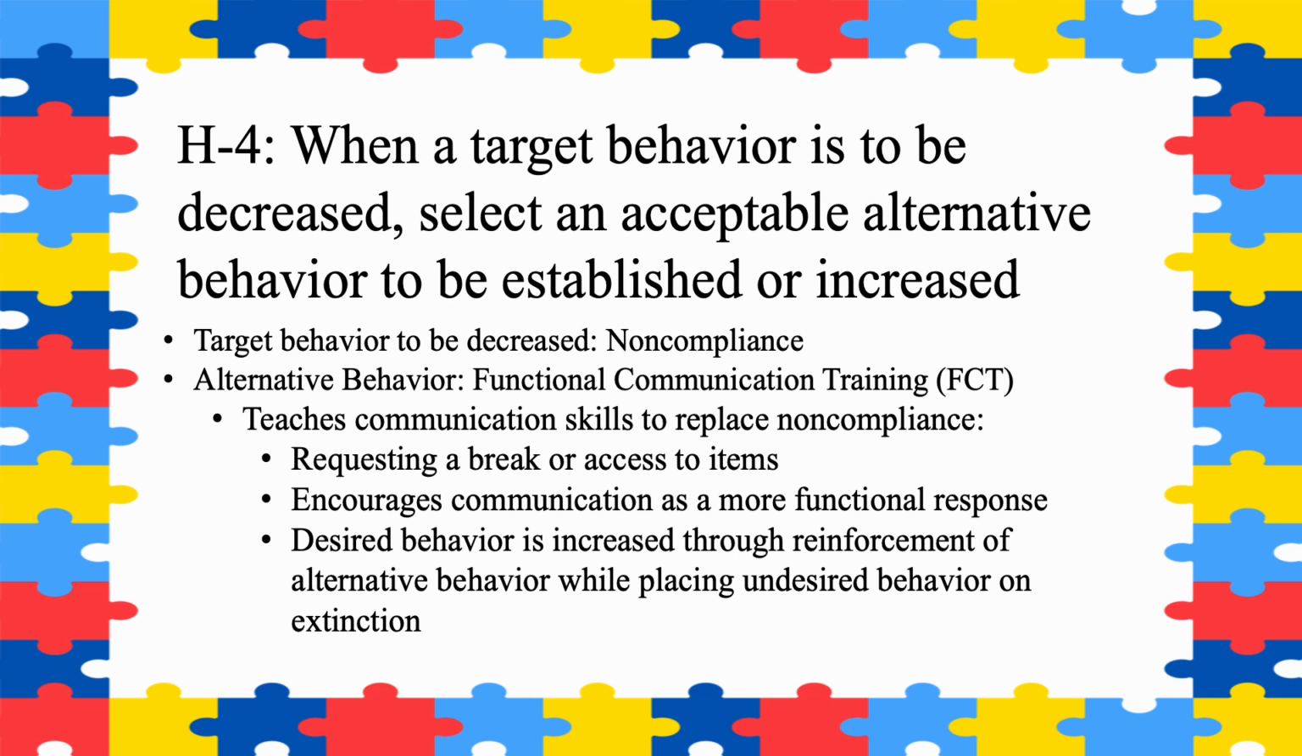The next task list item that I'll be discussing is H4, when a target behavior is to be decreased, select an acceptable alternative behavior to be established or increased. So the target behavior to be decreased was noncompliance, and the alternative behavior that was selected was functional communication training. This teaches communication skills to replace noncompliance, such as requesting a break or access to items. It encourages communication as a more functional response, and the desired behavior is increased through reinforcement of alternative behavior while placing the undesired behavior on extinction.